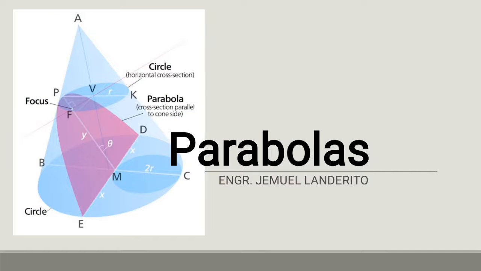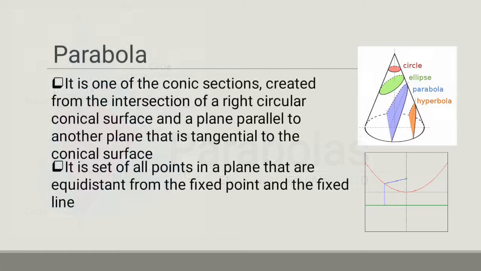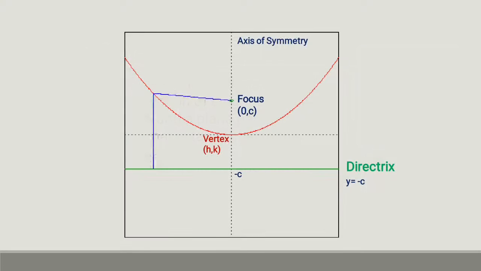And this is the second type of the conic sections, and it is called parabolas. So what is a parabola? It is one of the conic sections created from the intersection of a right circular conical surface and a plane parallel to another plane that is tangential to the conical surface. It is also a set of all points in a plane that are equidistant from a fixed point and a fixed line. And these are the four major components of the parabola.